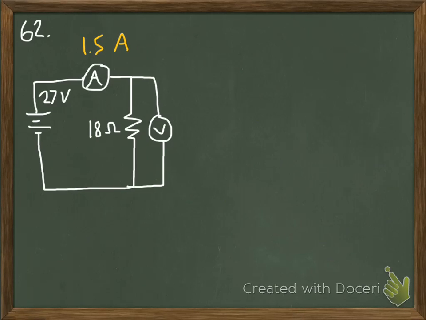Part 2, what should the voltmeter reading be? Wait a minute, I thought I already knew the volts. I thought the volts were 27. Well, you started with 27 at the top of the waterfall, but when you're halfway through the circuit, then the voltage can change.